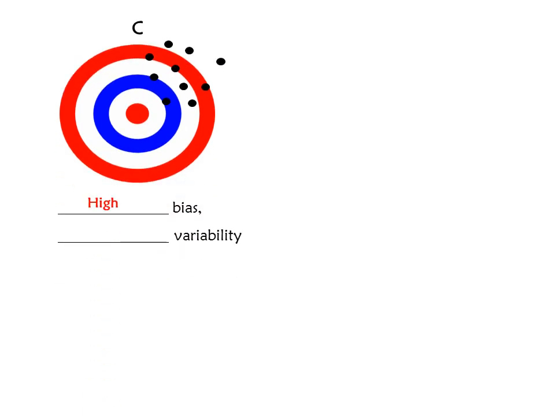Again, here we have high bias because the majority of the arrows are away from the target in the same direction, not all over the place. And the variability is high also because the dots are all scattered.